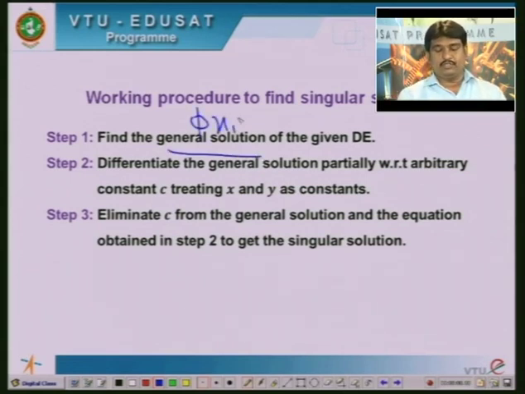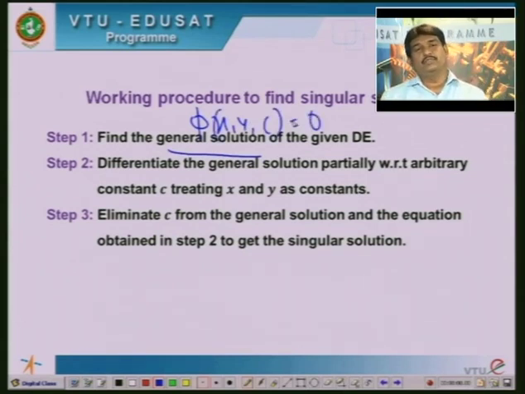Let me denote the general solution as phi of x, y, comma c equals to 0. It's a relationship between x and y involving one arbitrary constant. This is the general solution. Now we have to differentiate this general solution with respect to the arbitrary constant c, treating x and y as constants. So we will get one more equation involving x, y and c. Step 3, eliminate c from the general solution and the equation obtained in step 2, to get the singular solution. So there are 3 steps.